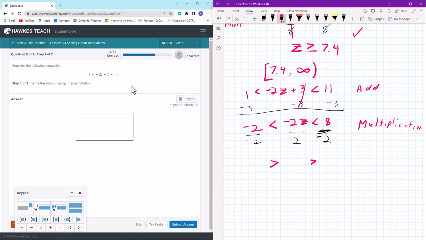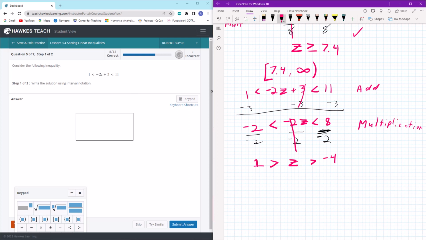Now notice 2 divided by negative 2, they cancel, and all I have is z. That's what I want. Negative 2 divided by negative 2 is 1. And then finally, 8 divided by negative 2 is negative 4. Now we could flip this around, but I'm not going to.